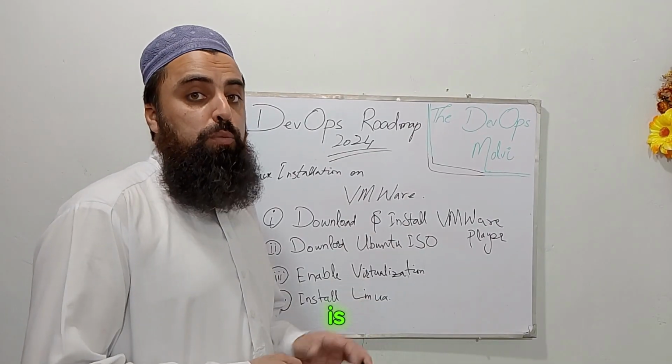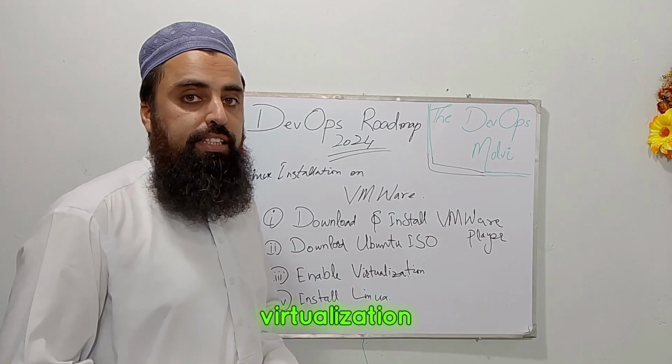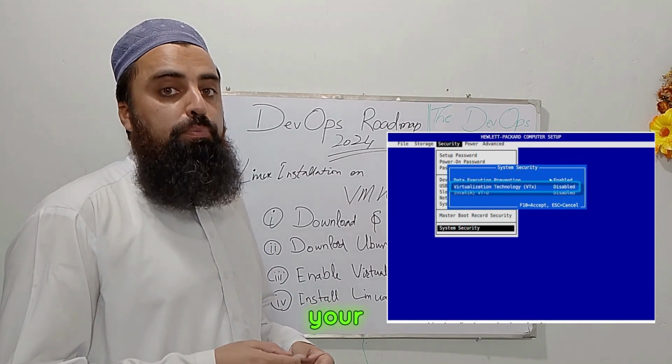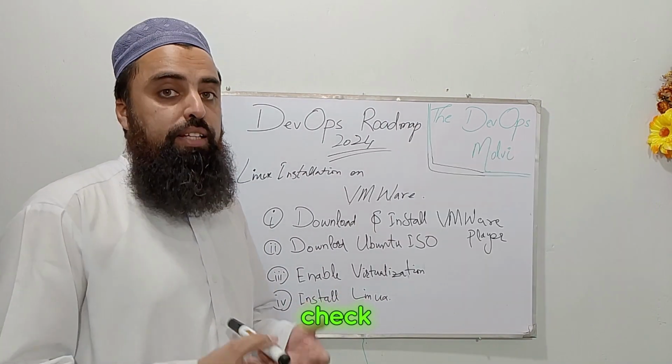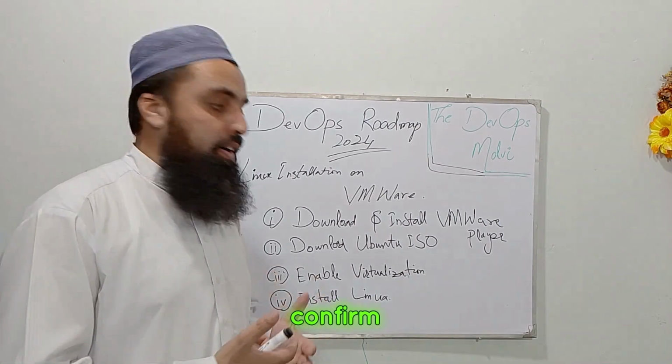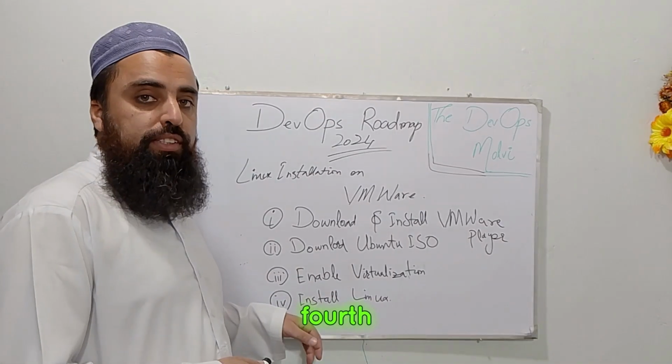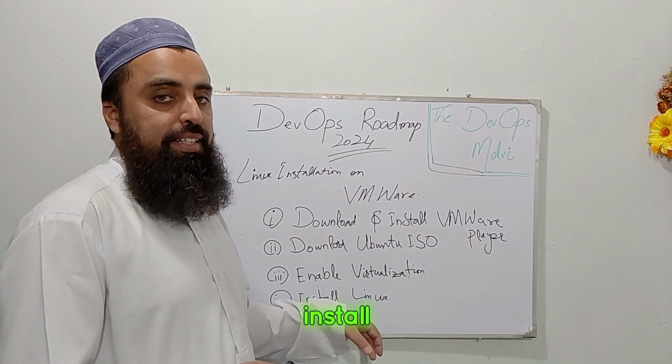The third step is to make sure that virtualization is enabled on your laptop. You will have to go to your BIOS setup and then check the advanced options to confirm if the virtualization is enabled on your computer. And the fourth step would be to install Linux.